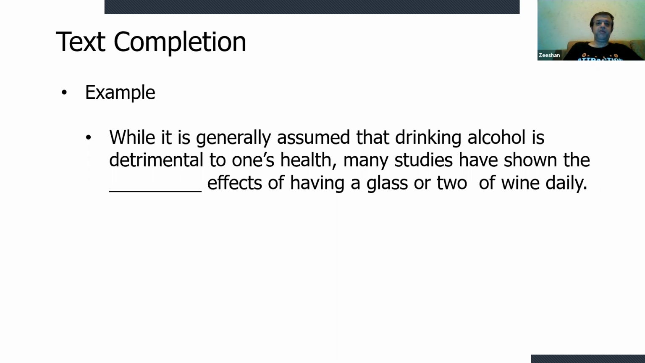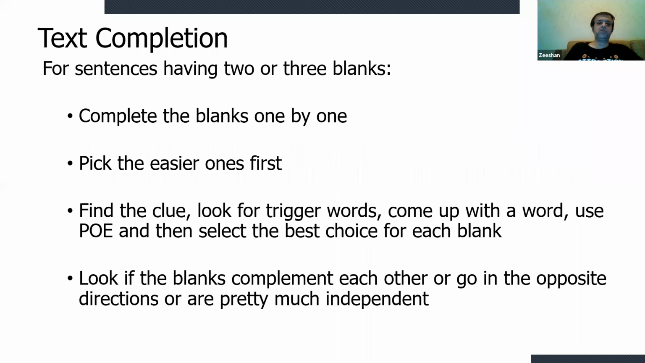So please, whenever you are doing text completion and sentence equivalence, keep in mind these three things that we just talked about. For sentences having 2 or 3 blanks, complete the blanks one by one. You can complete blank number 3 before blank number 2 in a statement. Pick the easier ones first, find the clue, look for trigger words as we just discussed. Look if the blanks complement each other or go in the opposite direction.